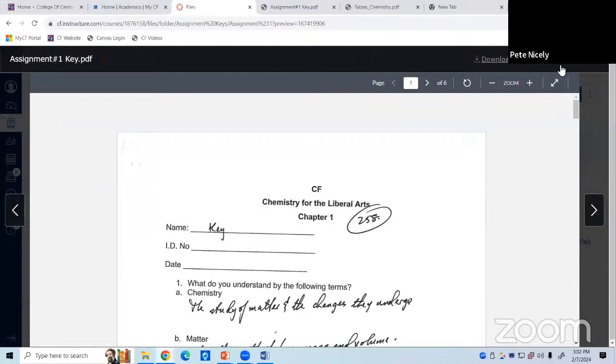I was here for chapters 2 and 3. So just review those assignments. You should be in good shape if you do that.